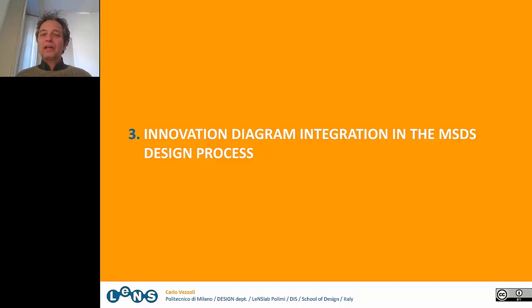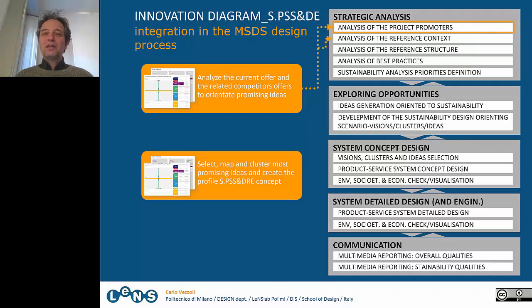But where we are integrating the innovation diagram into the MSTS methodology, actually we make an analysis in the strategic analysis, as we saw, to make an analysis of the project promoter and the reference concept, so the existing offer and the competitors. And we are using this to select the ideas, so in system concept design, as well as to start profiling the same concept.